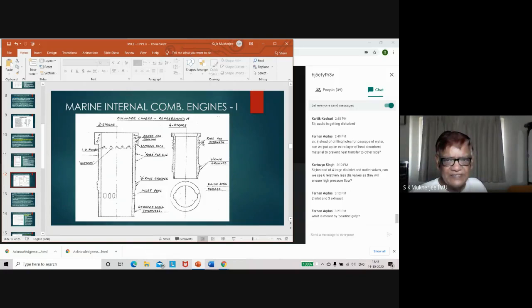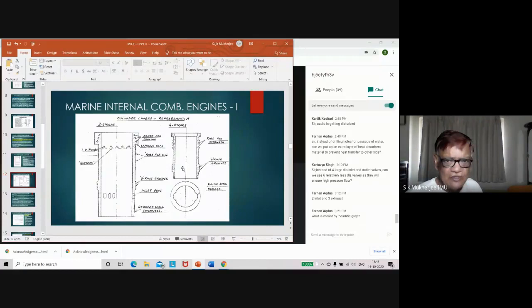In the lower part, we have a thickened part with grooves which allow rubber rings or O-rings to be fitted, so that when it is introduced into the entablature, it makes contact with the entablature walls to provide sealing. So the cooling water runs only in this space in the two-stroke and in this space for the four-stroke. You see the top of the flange has been recessed.